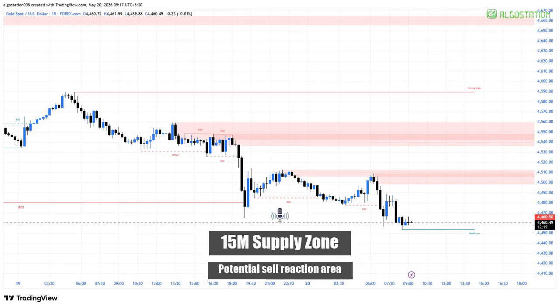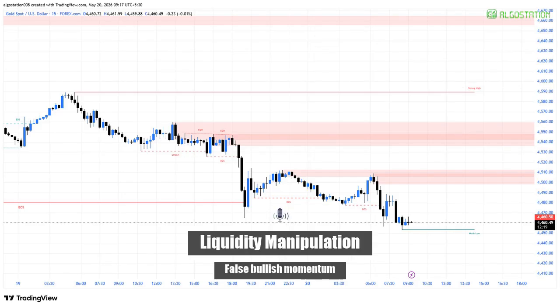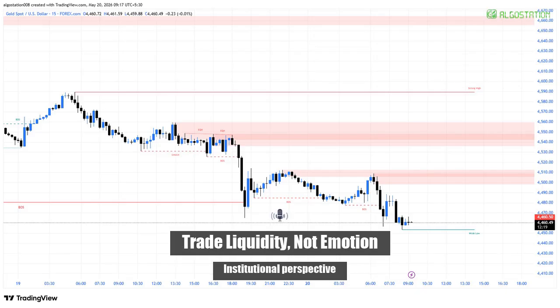This lower time frame supply zone is the key reaction area. If price retraces into this zone and shows rejection, institutions may continue the bearish expansion. Institutions rarely move price in straight lines. They engineer fake bullish momentum, first encouraging breakout buyers before trapping them and driving price lower. Elite traders don't trade emotions. They map liquidity. Every candle becomes easier to understand once you realize the market is designed to transfer money from emotional traders to disciplined traders.